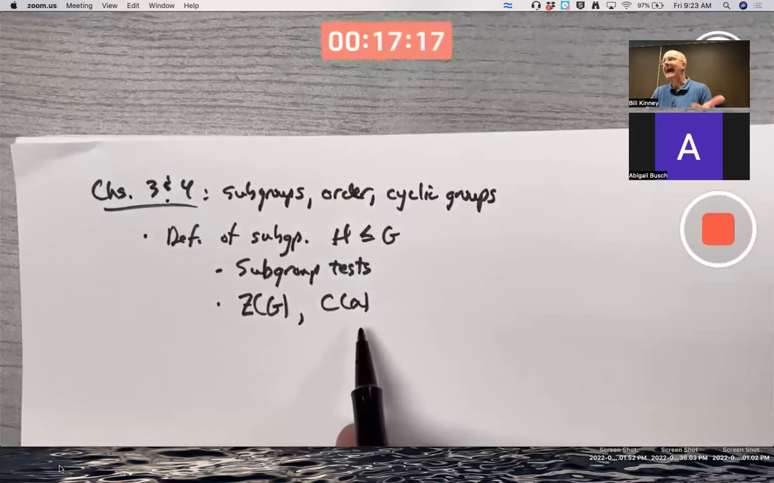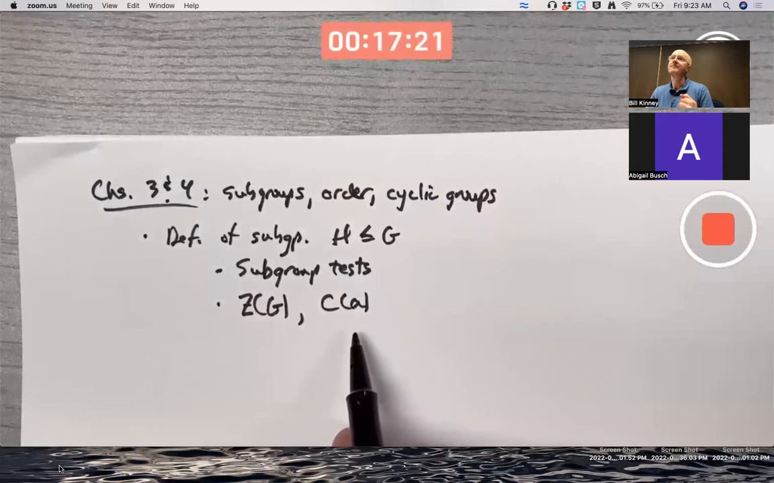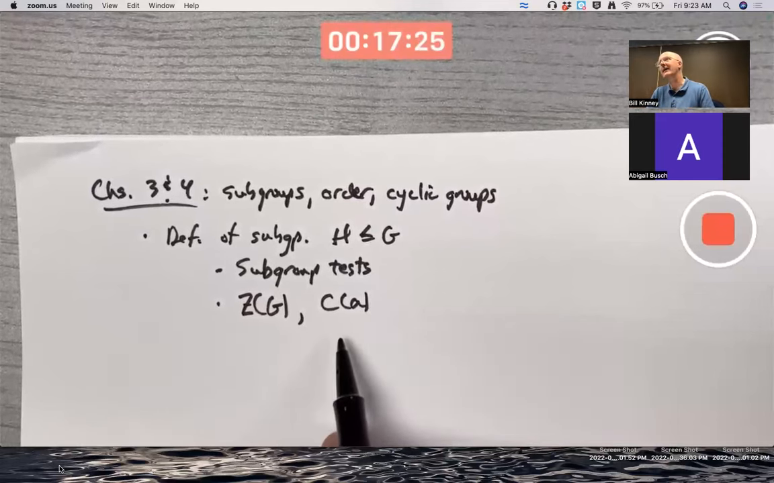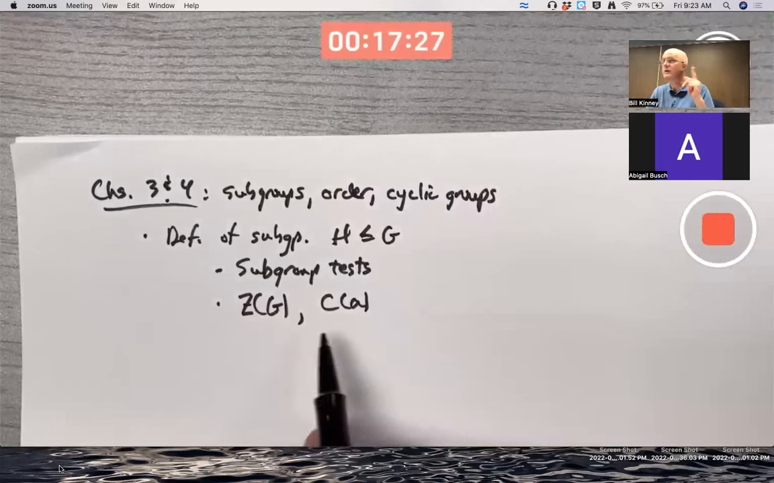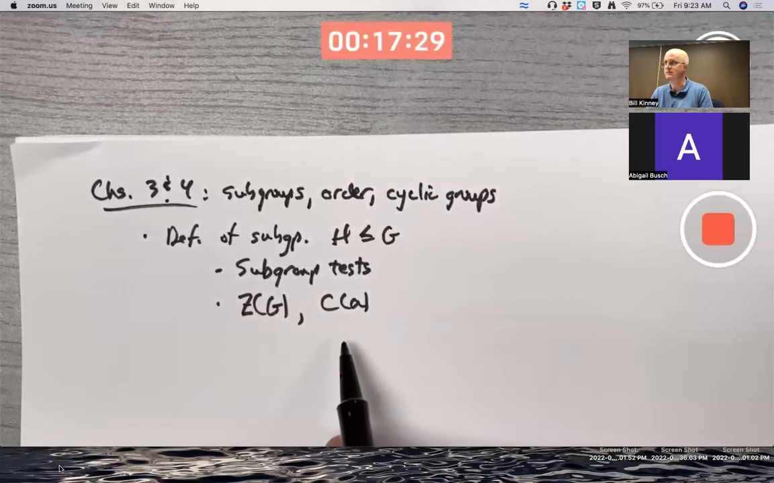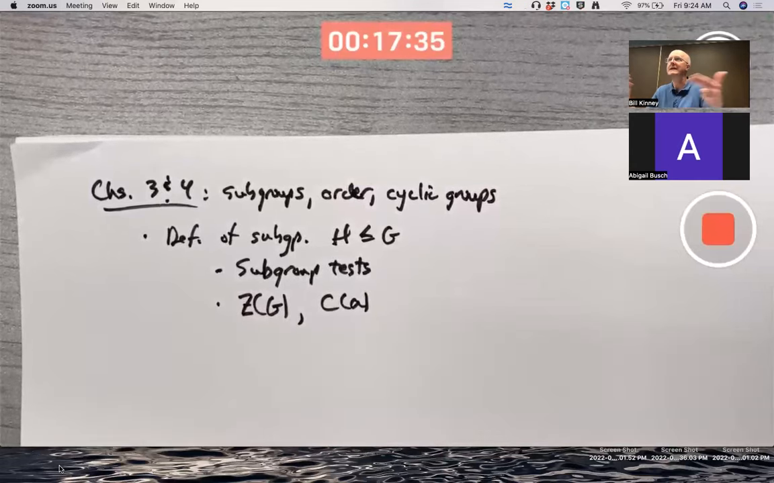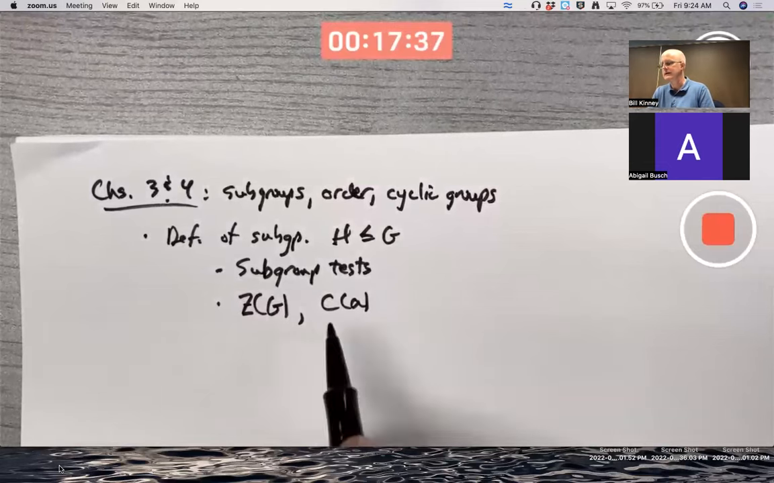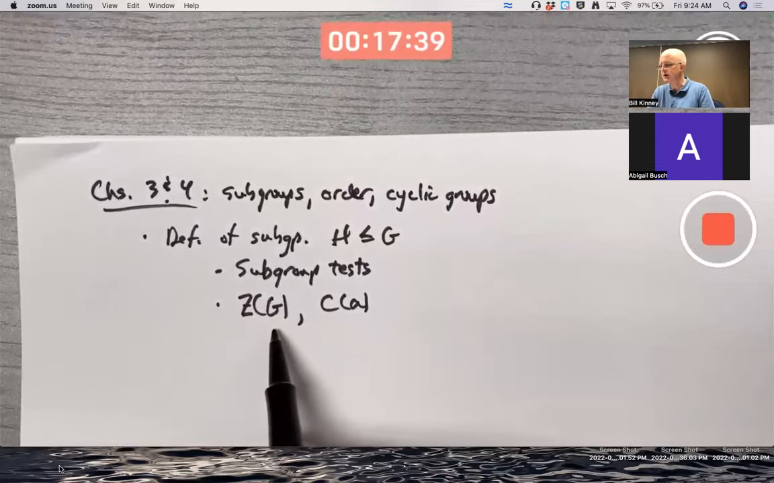The centralizer of an element a is the set of everything in G that commutes with a. The center will be a subgroup of any centralizer. There's only one center, there are lots of centralizers. There's one centralizer for each a, though different a's could give you the same centralizer. If you commute with everything in G, you're going to commute with a.